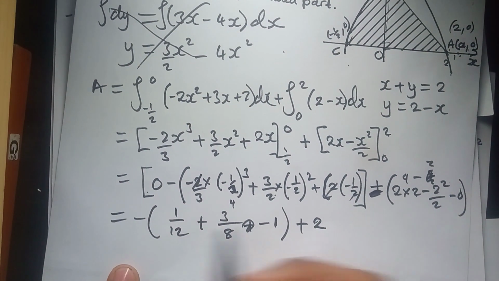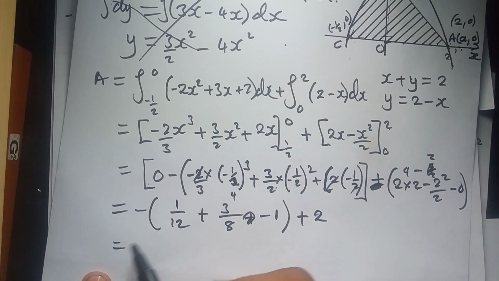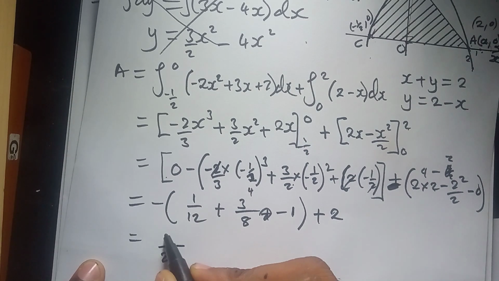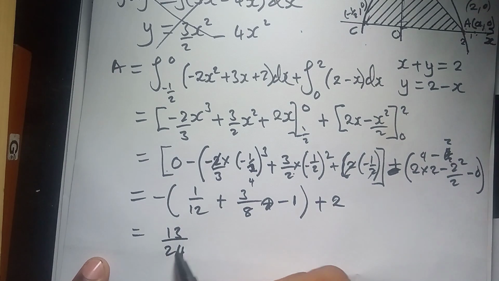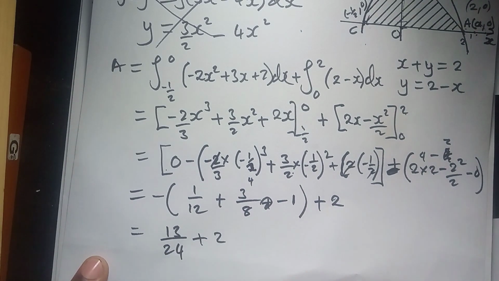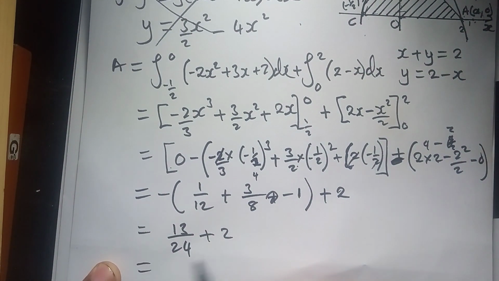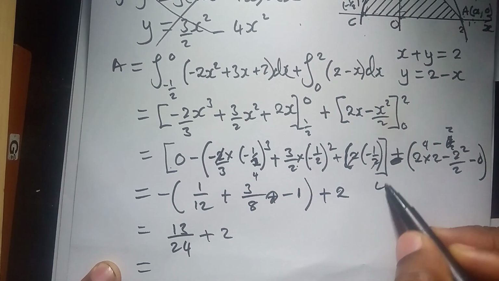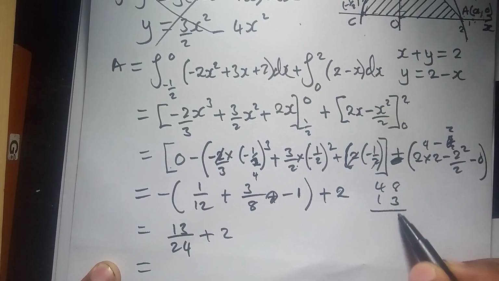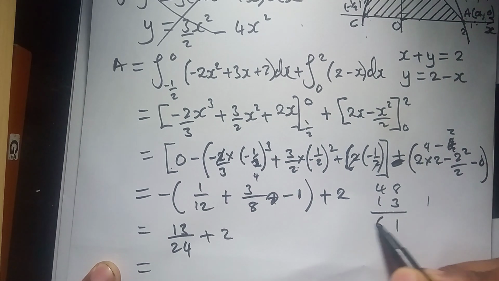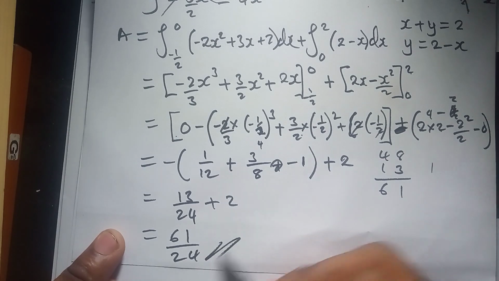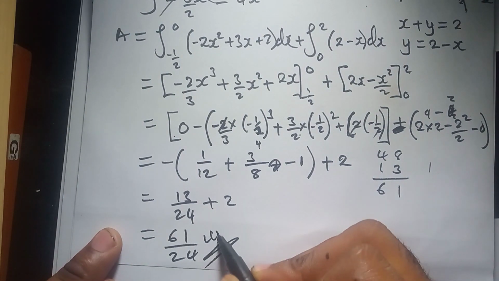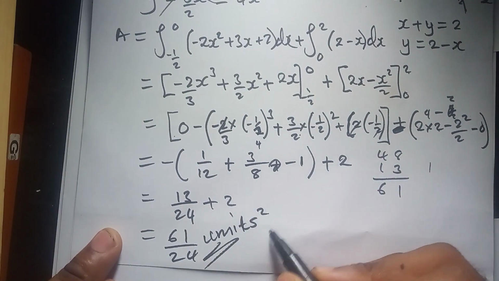And then simplifying this, let me just punch this on my calculator, and we get 13. Since this is a negative and we have a negative sign there, this will be positive. 13 over 24 plus 2. So this will simply be 24 times 2, which is 48, plus 13, which is 61. So we have 61 over 24 as our area. And of course, for area, you always have square units, and we are done.